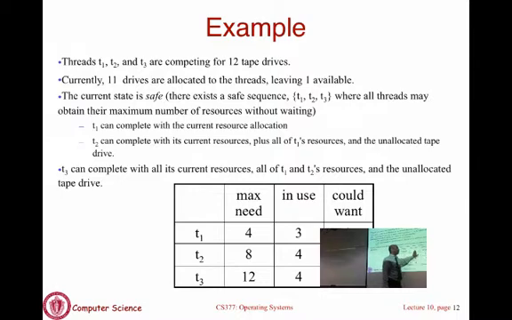This column is showing what locks are currently being granted to these threads. 3 of those 4 locks are held by T1, 4 of those 8 are held by T2, and 4 of the 12 are held by T3. And this column that is labeled could want is simply the difference between the two. It says that T1 can ask for 1 more lock, T2 can ask for 4 more locks. That's the difference between the two, because each can ask up to its maximum, and T3 can ask for 8. That is the current state of the system.